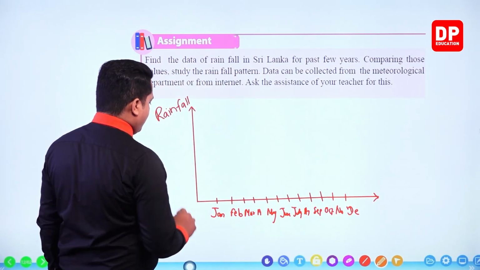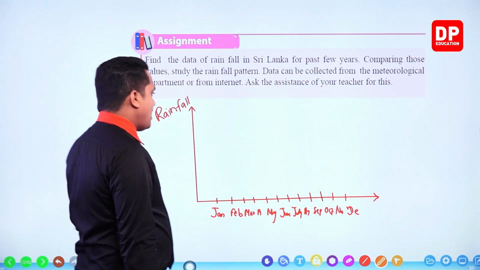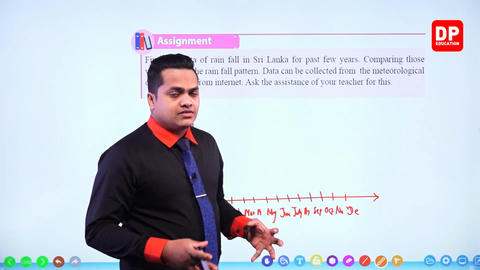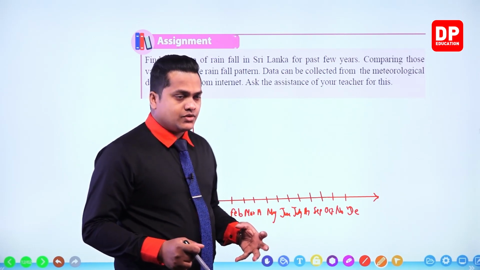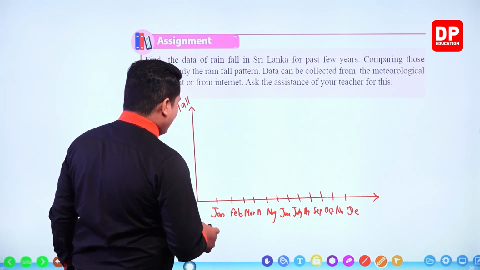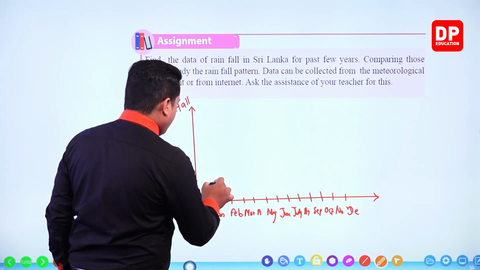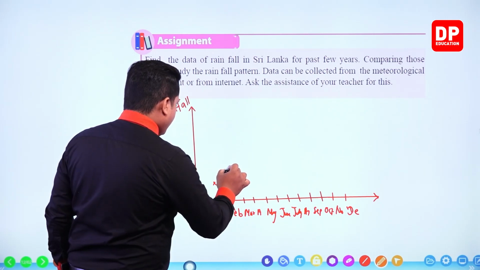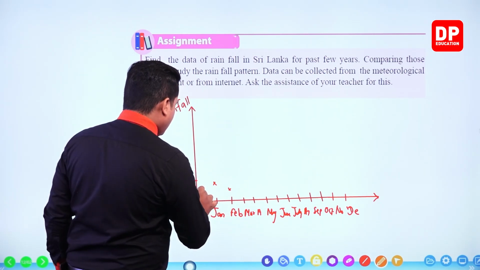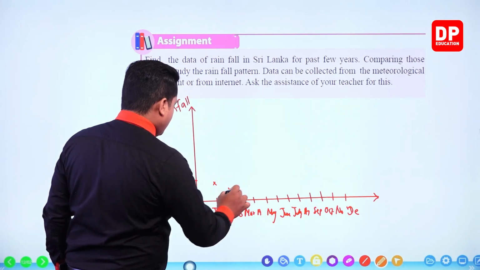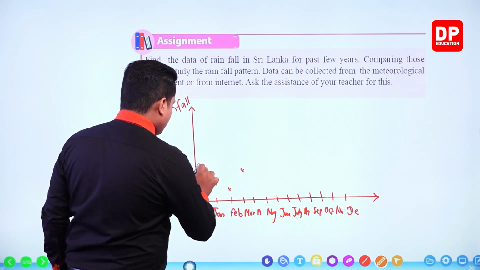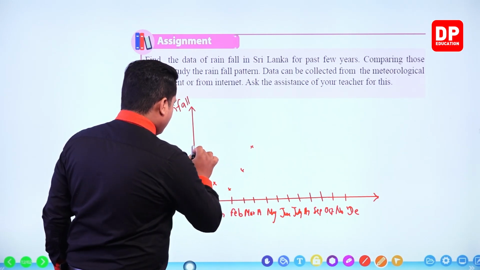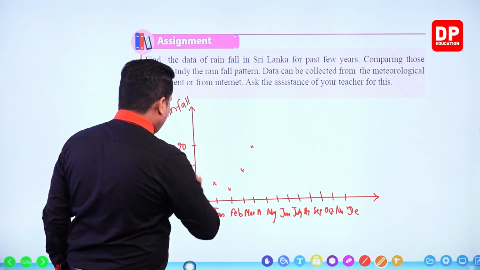Then rainfall. So you can take a graph paper if you want, right? So that you can represent these values very well. So in January, like 50 millimeters, 50. Okay. Then in February, around 30. Okay. Then in March, like 60. Then in April, like 90.